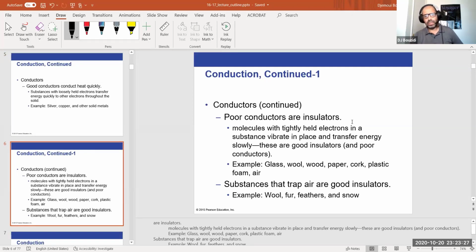Now, sometimes, as I said before, you're not interested in conduction, you're interested in insulation. So you'd want an insulator: glass, wool, wood, paper, cork, plastic, foam, and air. Air is a good insulator. The only reason heat transfers through air is through another mechanism, not through conduction. Air transfers heat through convection.